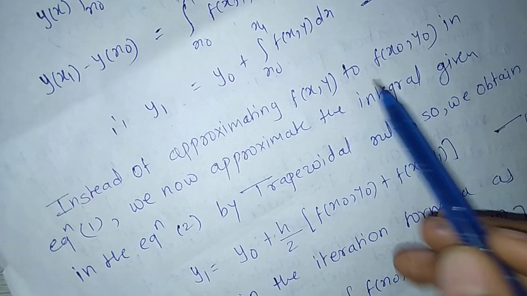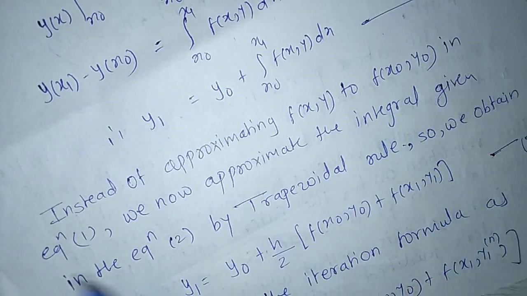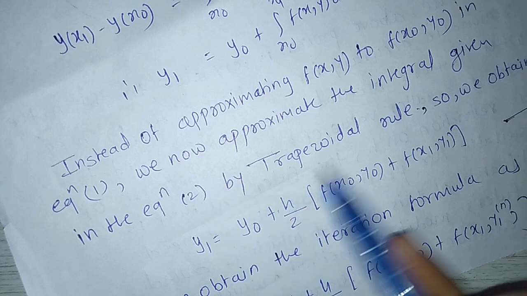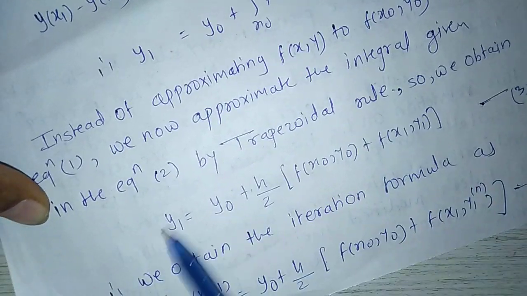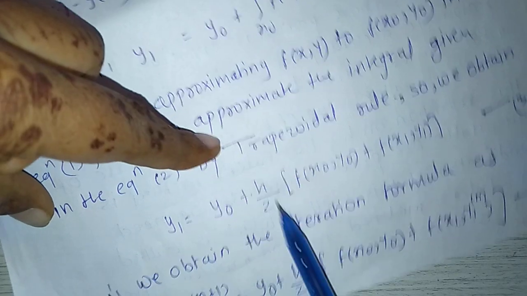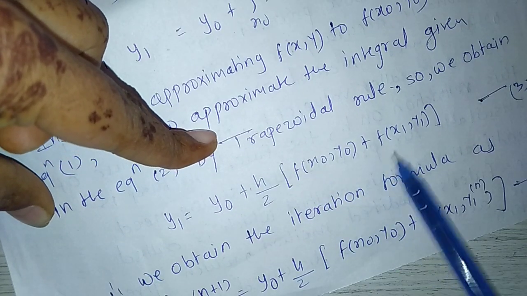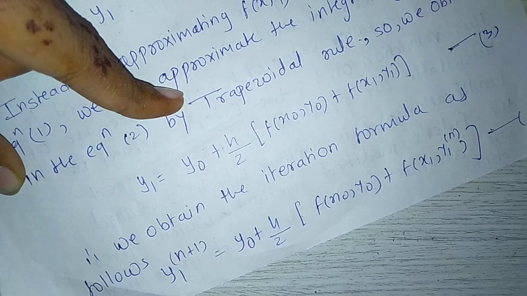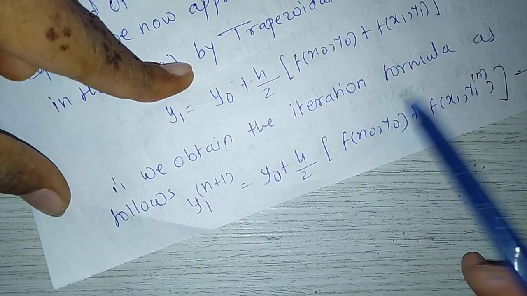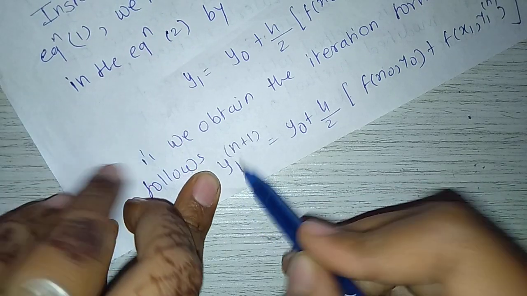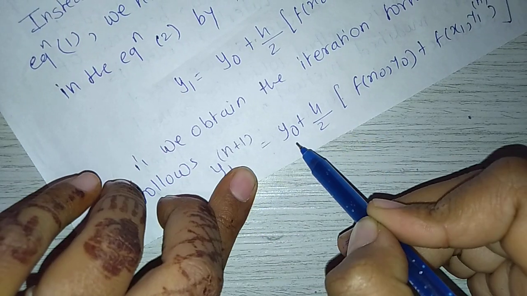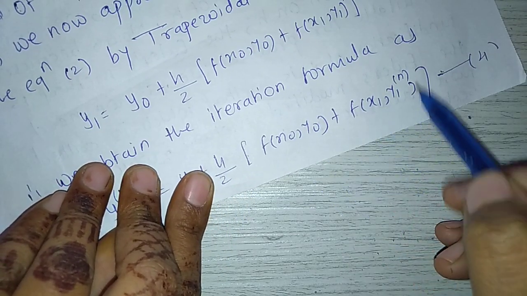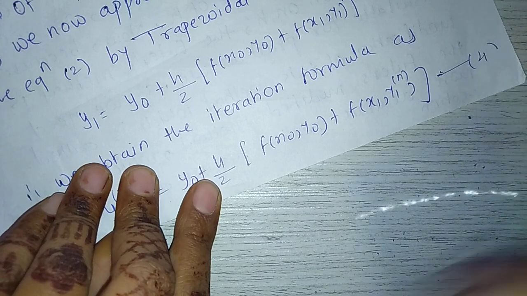Instead of approximating f of x, y to f of x naught, y naught in equation 1, we now approximate the integral given in equation 2 by the trapezoidal rule. So, we obtain y1 equal to y naught plus h upon 2 into f of x naught, y naught plus f of x1, y1. Give this as equation number 3. Therefore, we obtain the iteration formula as follows: y1 raised to n plus 1 equal to y naught plus h upon 2 into f of x naught, y naught plus f of x1, y1 raised to n. Give this as equation number 4.